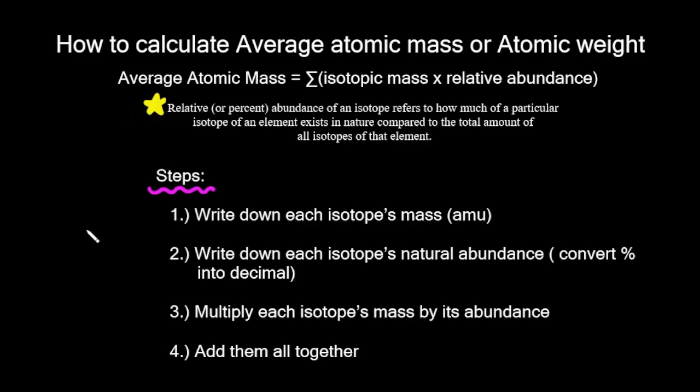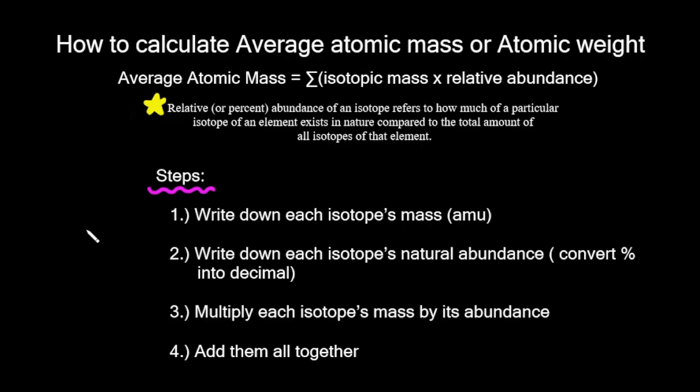Now, in this slide, we will explain how to calculate the average atomic mass, which is sometimes called the atomic weight. The average atomic mass of each element is always provided on the periodic table. However, the atomic mass of a specific isotope is not shown on the periodic table. Instead, it will be given to you in a question stem or a passage.